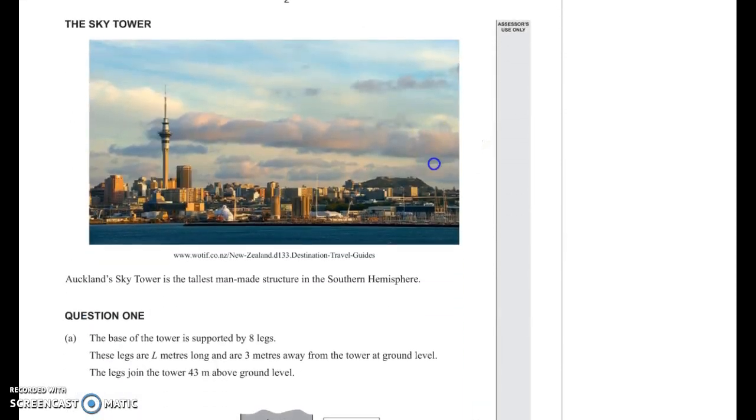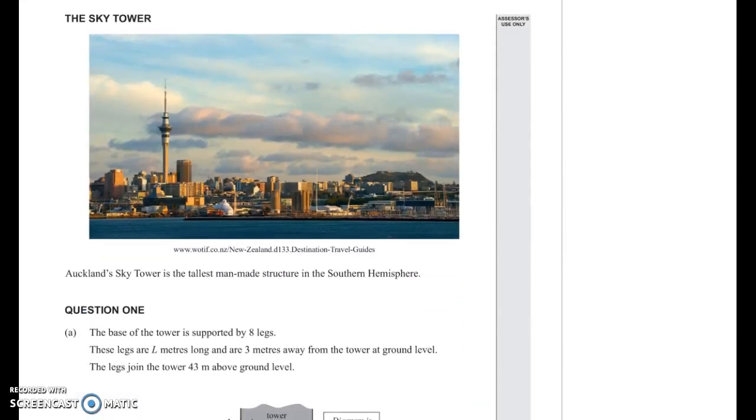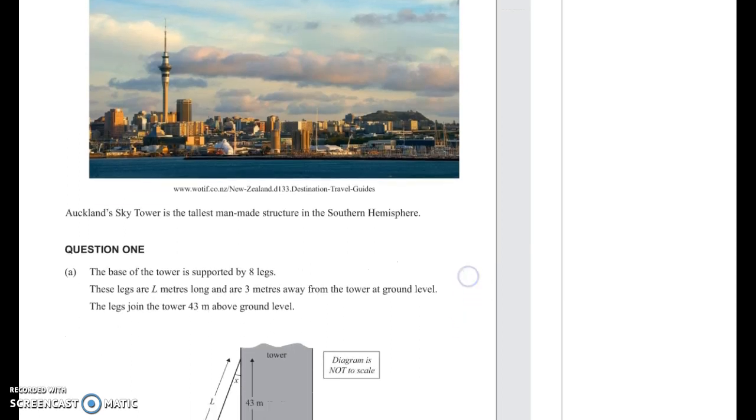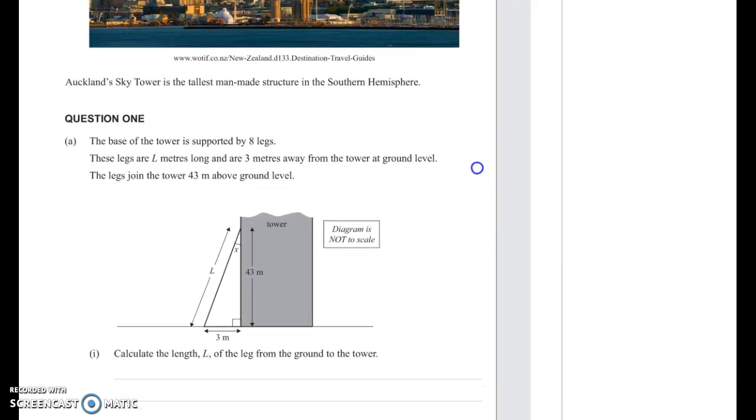I'm going to start on page 1, which is a beautiful picture of the Sky Tower, which I'm sure you've all seen living in Auckland. So question 1, the base of the tower is supported by 8 legs. They are L meters long, so they've actually very nicely given us a diagram of this, and you can see that they've marked the L, and I'm hoping you're thinking, what part of the diagram is that? What part of my triangle is that? The legs are joined with the tower.